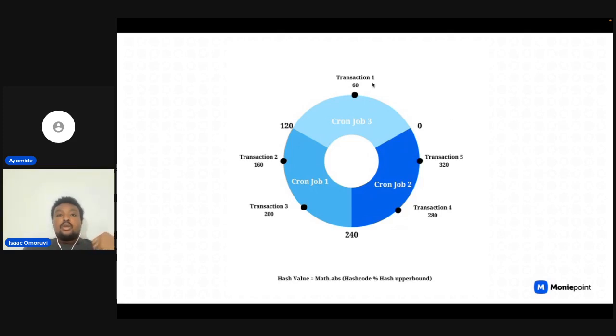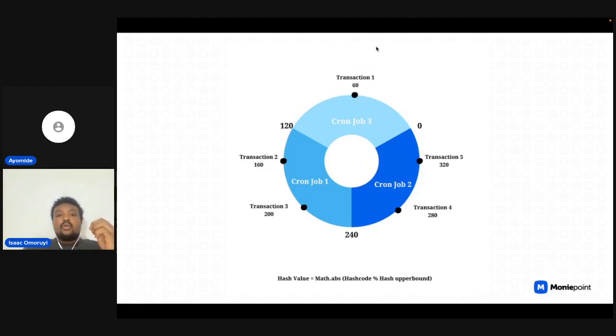If you look at this transaction now, it was stored on point 60. Because it was stored on point 60, we can have multiple jobs running, and the job that is going to pick it up is this cron job 3. Same thing with transaction 2 and transaction 3 here. They get picked up by cron job 1. And same thing with transaction 4 and transaction 5. They get picked up by cron job 2.